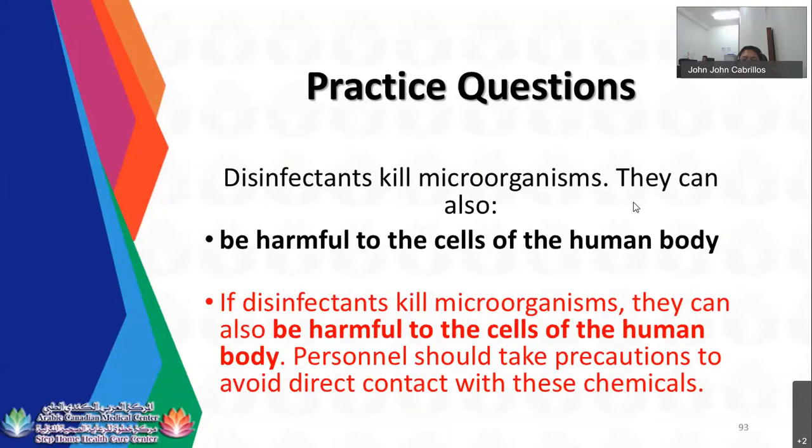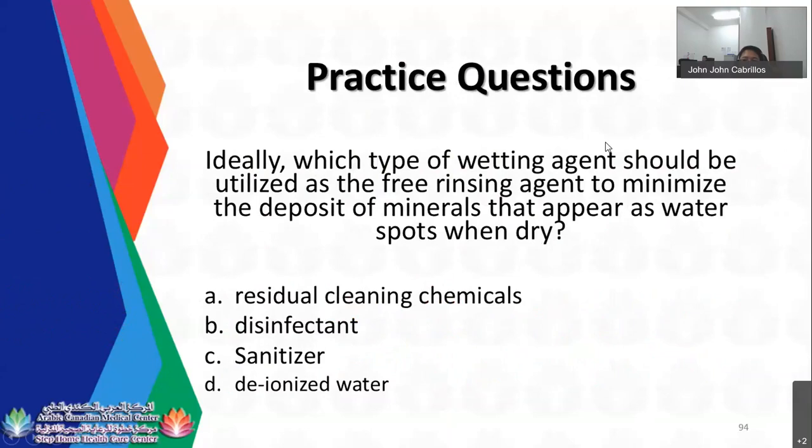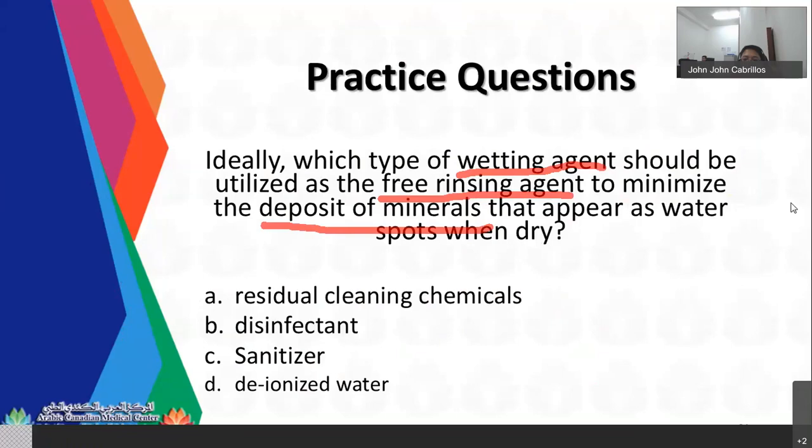Next question. Ideally, which type of wetting agent should be utilized as the pre-rinsing agent to minimize the deposits of minerals that appear as water spots when dry? Wetting agent, pre-rinsing agent, to minimize deposits of minerals. What's the answer? Is it A, residual cleaning chemicals? Letter B, disinfectant? Letter C, sanitizer? Letter D, deionized water?